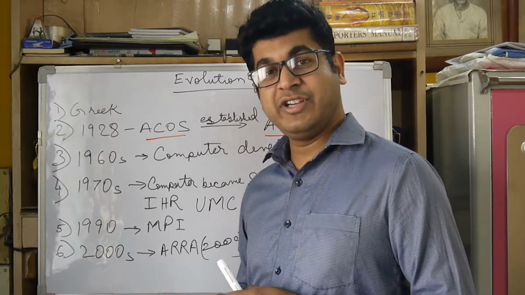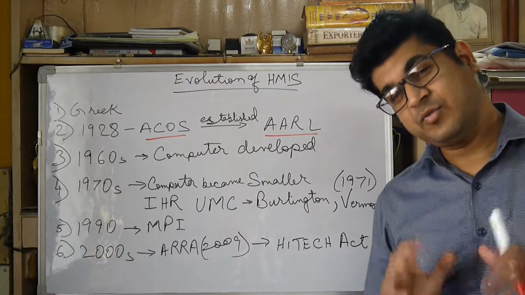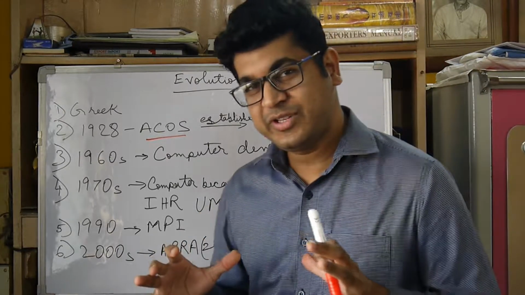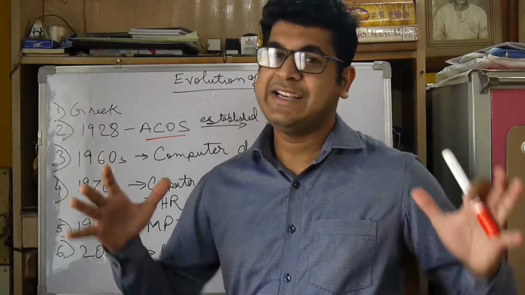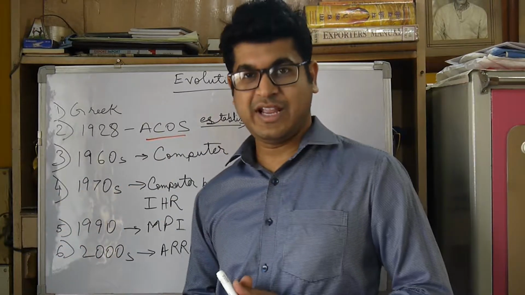The next evolution that happened was in the 1970s when the computer became small. Now the computer size was smaller. We had desktops, and we could integrate them into our organization.